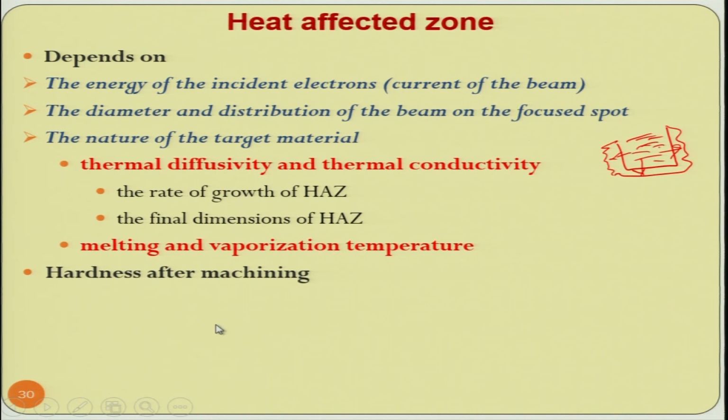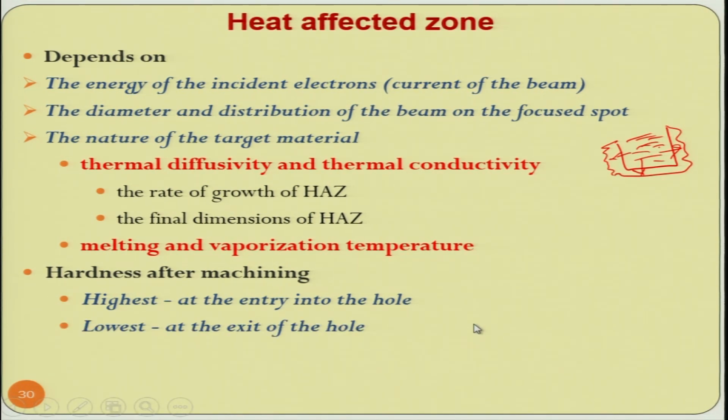It also gets affected by hardness after machining, because it depends upon the cooling rate. Depending upon the cooling rate and the properties of the workpiece, the hardness of the cooled or solidified material will be governed. It is highest at the entry into the hole and lowest at the exit of the hole. This is the entry of the hole. So, here you get the highest one and the lowest one at the exit. Suppose it is going out from this zone, then you will have the lowest at the exit of the hole.